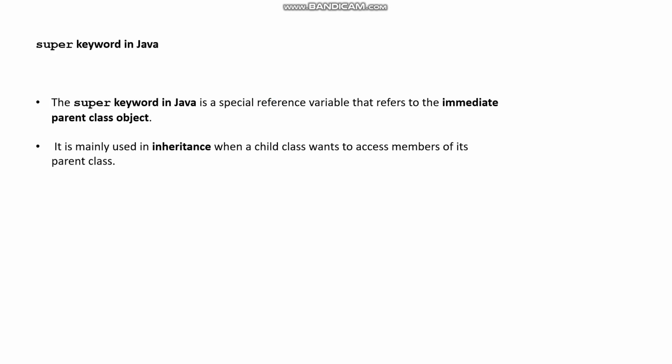In this class, I will explain about the super keyword in Java. The super keyword in Java is a special reference variable that refers to the immediate parent class object. Here, there is a parent class. This is the parent class, and by using this parent class, I am creating the child class here. This is the child class here.